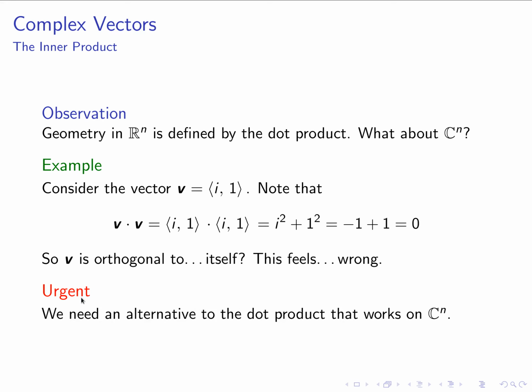So we have a problem here. We need an alternative to the dot product. The dot product is not going to accomplish our geometric tasks in complex space when it was perfectly fine in real space. So we need an alternative to the dot product that will work with complex vectors.